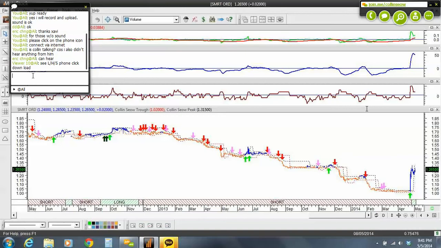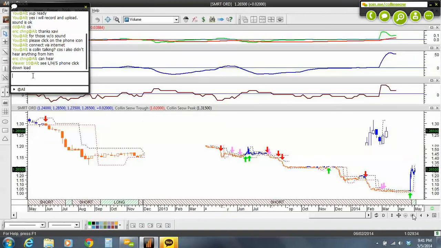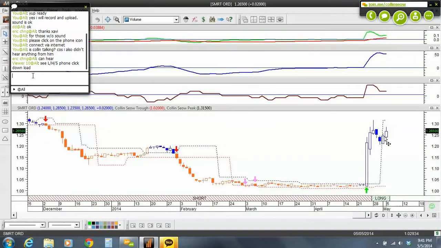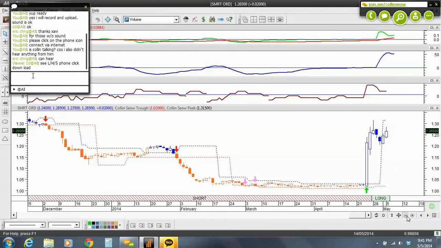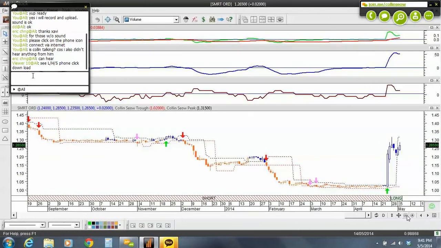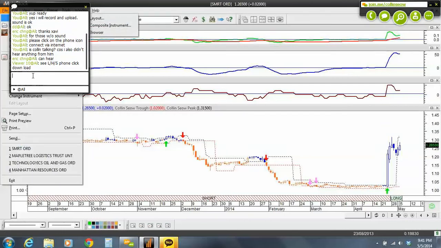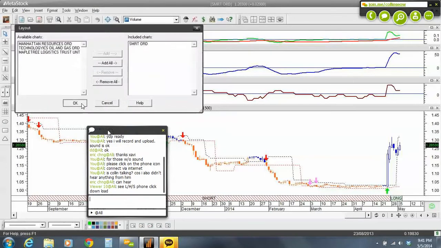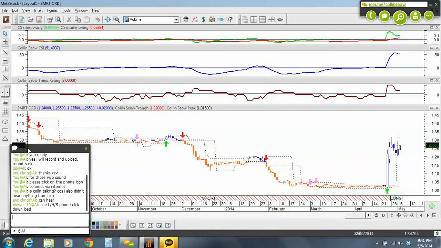Next one is SMRT. SMRT is this recent stock here. Based on the last day or the last week, this stock has been strong. So this stock is one that we can put into our watch list. How we do that is we save it into a layout. We go file, new, layout, and we put SMRT into our layout.